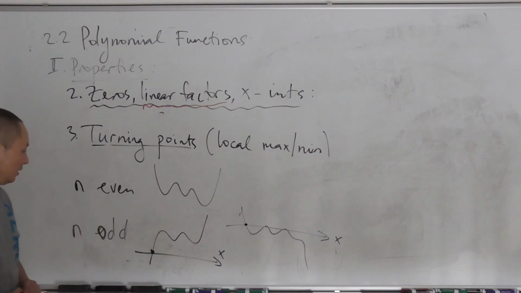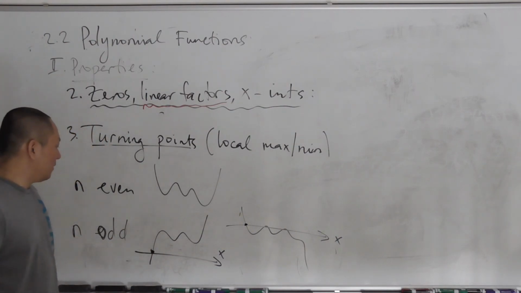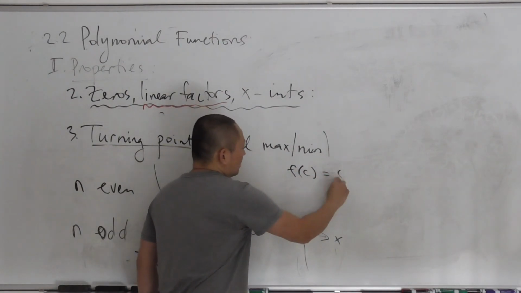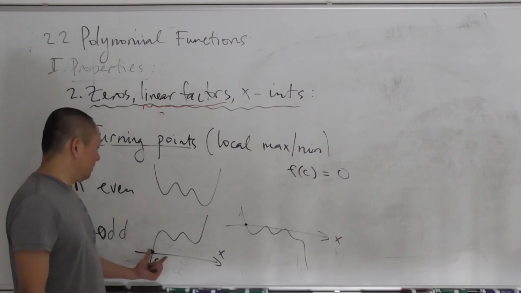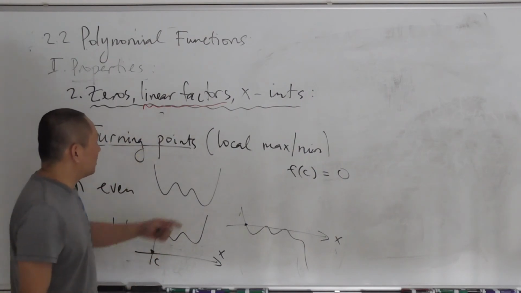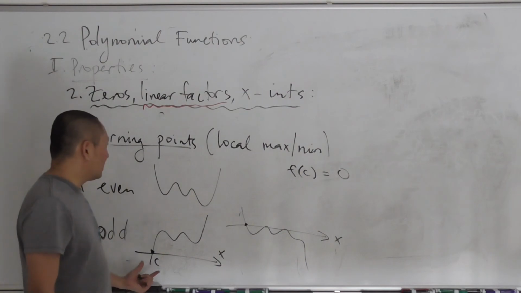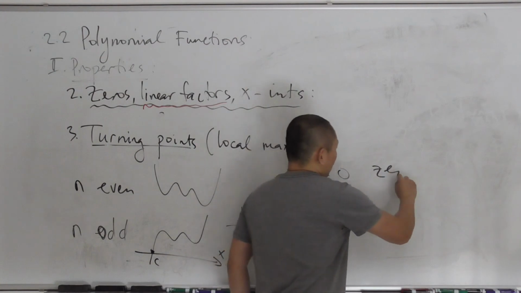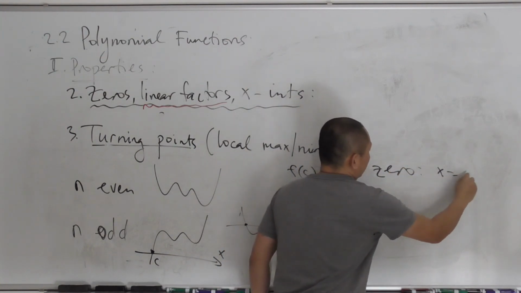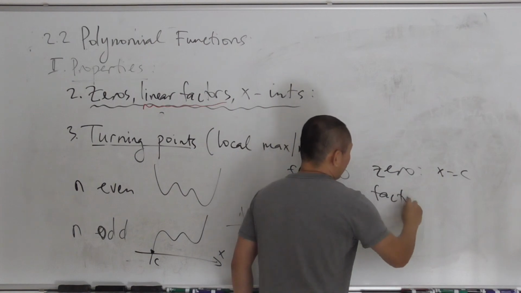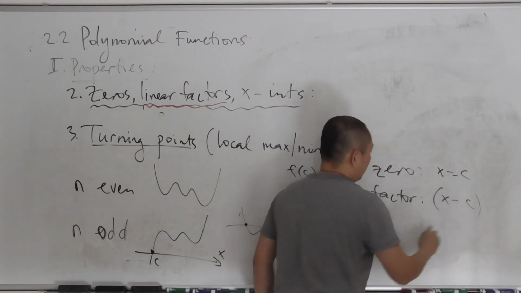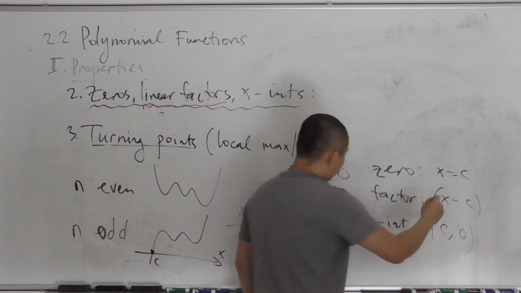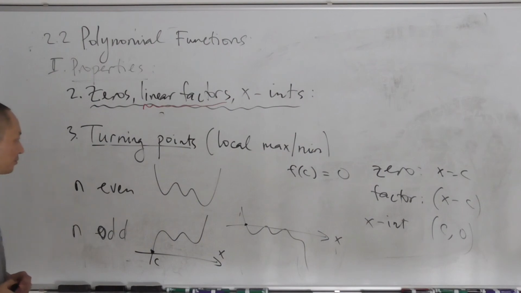And if you know about the intersection right here, what we learned before, say if C is the intersection, then f of C is equal to 0. See? The intercept, learn with 0 and linear factor. X-intercept right here, x equal to C. So the zero, x equal to C is the zero, and the factor is x minus C, right? And the x-intercept is C comma 0. Those three things always go together like that.